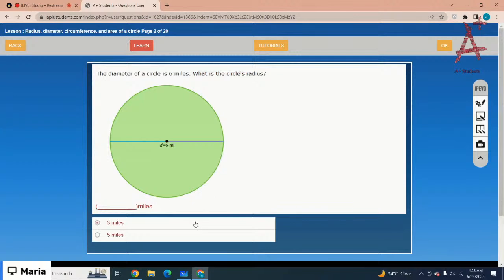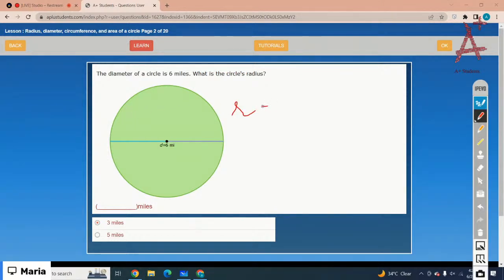Got it? You can write this down on your notebook. Radius is half of the diameter. You can say radius equals diameter divided by 2. Got it? It would be 6 over 2. That equals 3. So the radius would be 3 miles. Got it?